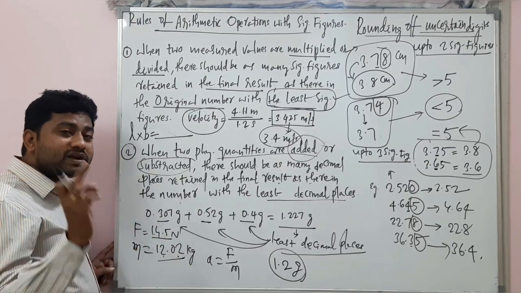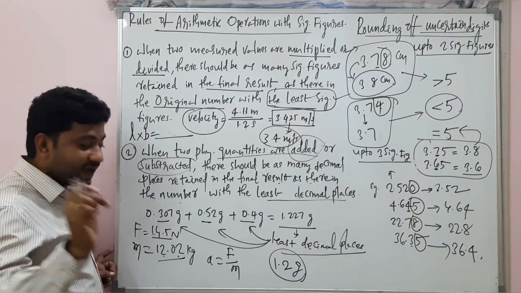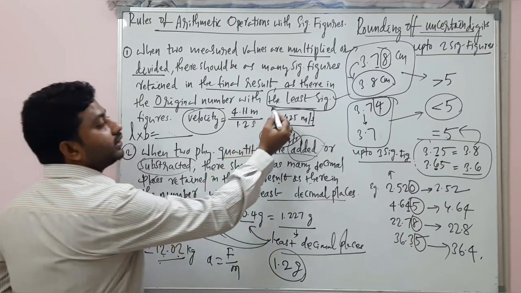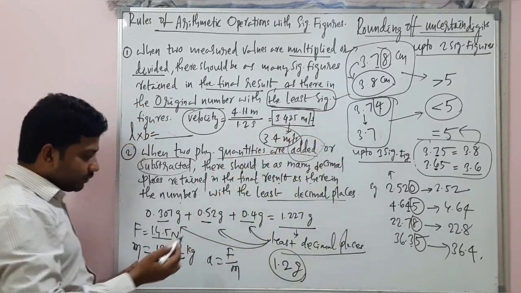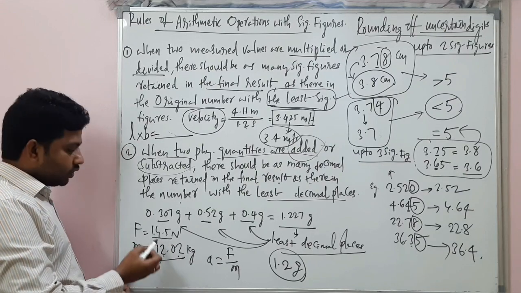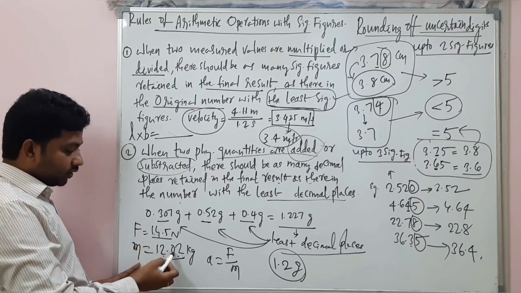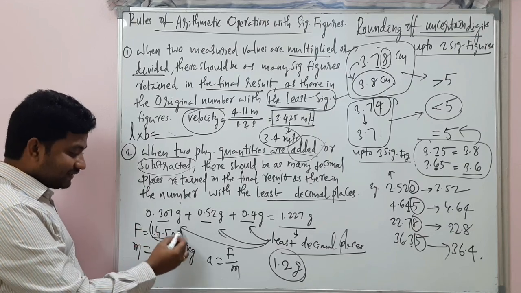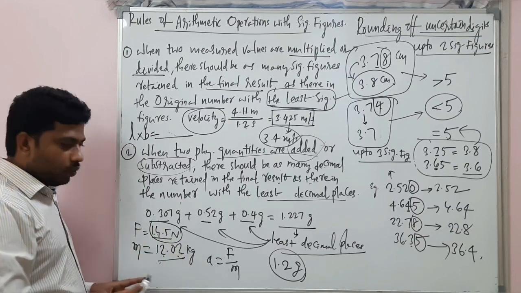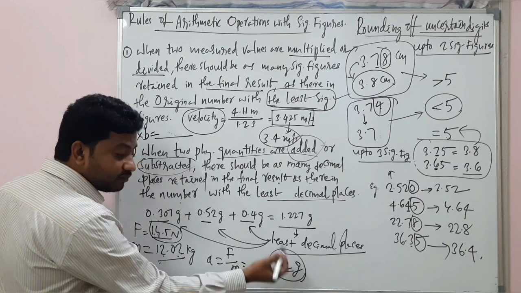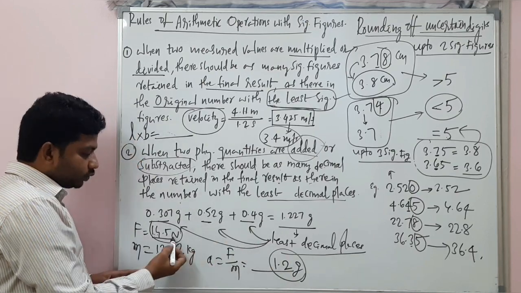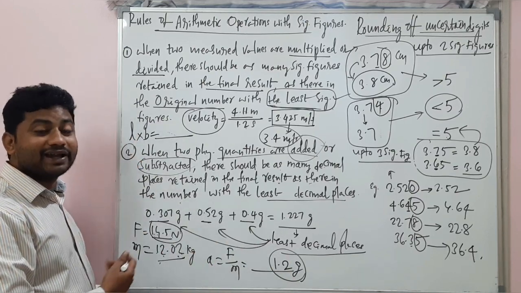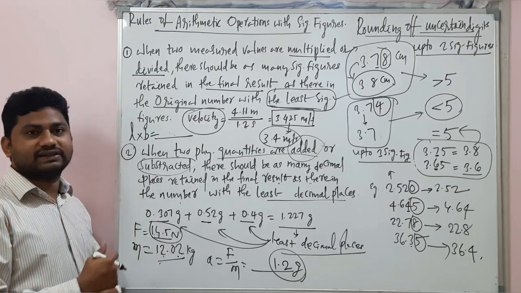But you must round off that final answer up to the least significant figures. How many significant figures are here? 1, 2, 3 here, and 1, 2, 3, 4 here. So your answer must have 3 significant figures. Whatever answer you get must be rounded off up to 3 significant figures. In that way, questions will be asked.